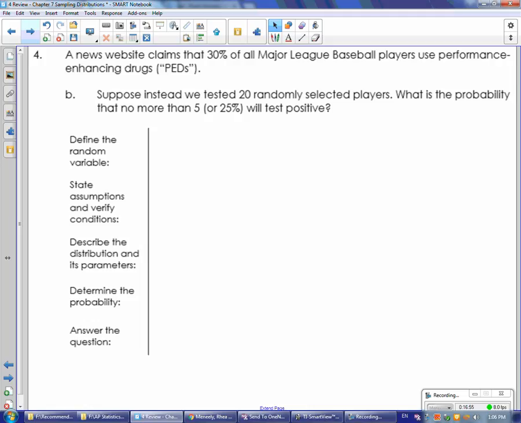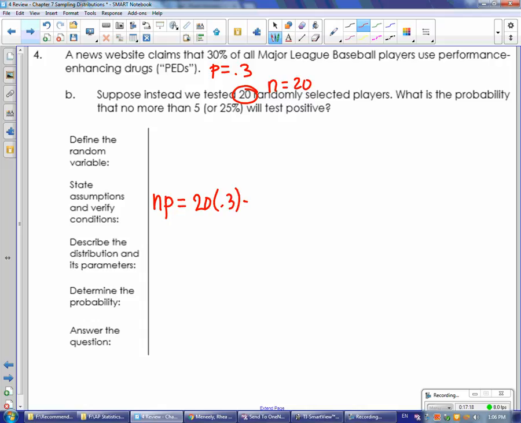So this time, if I think about my conditions, because remember that's really where you should start, n times p, well, my p is still the same. My p is still 0.3, but this time I'm only looking at 20 athletes. Whoops, so that should be a 20, not a 30. So that means I'm looking at 20 times 0.3, and that's only 6. And since that's less than 10, I can't use a normal distribution.